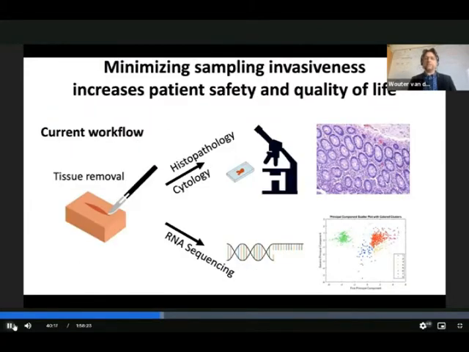So, today, if the doctor wants to diagnose your cells, what they do is they remove tissue and they look either at the tissue, that's histopathology, or at the cells in cytology, or they send it for an RNA sequencing to learn more about you. And doing this minimally invasive, of course, increases patient safety and increases quality of life.